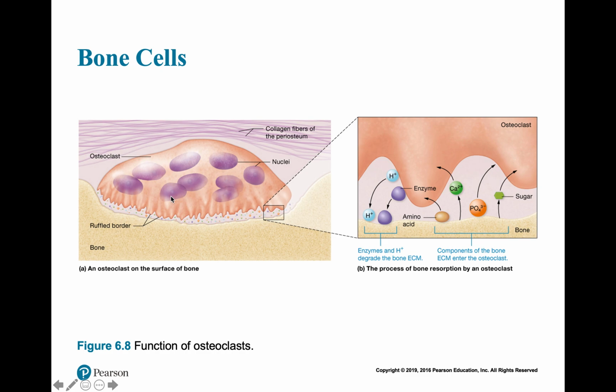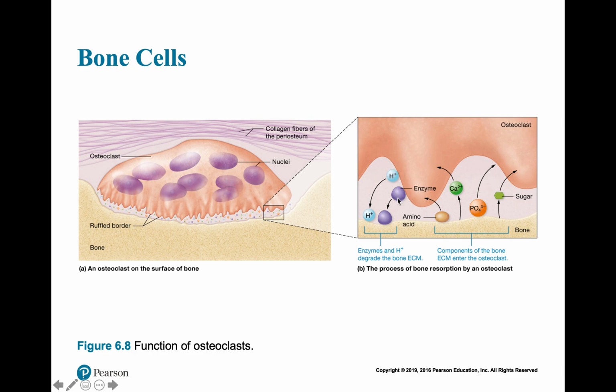So what osteoclasts do is, if you look, the side that's facing the bone has what's called a ruffled border. Why would this border be ruffled? Well, this increases the surface area of the cell. More surface area means more stuff that can be secreted from the osteoclast, or reabsorbed from the broken down bone. So this ruffled border increases the surface area. So what do osteoclasts do? They're going to secrete two substances. They'll secrete hydrogen ions as well as enzymes.